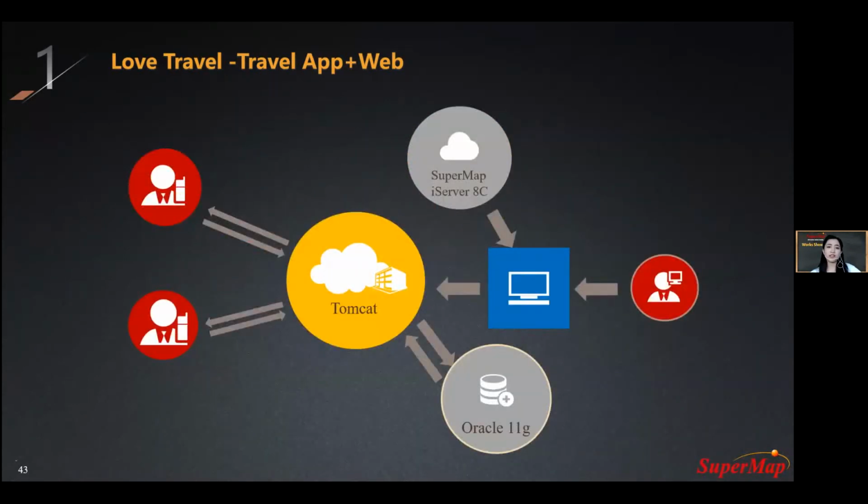And this is the structure of this work, and the overall structure of the Love Travel. It's monitoring the system use the Tomcat, and it connects the mobile and the web, and it uses the Oracle as the public database to manage the data in a unified manner.